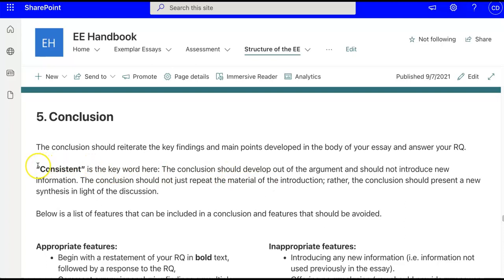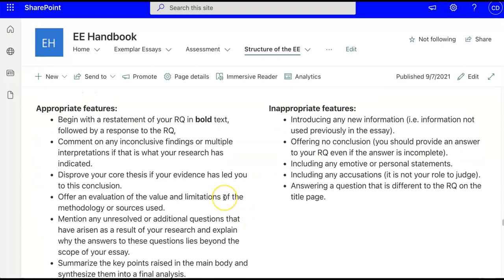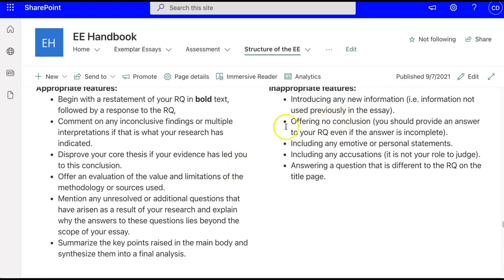Okay, now it's very important that your conclusion is consistent with the main body. You should not introduce any new information or any new analysis in the conclusion. I've got some features here listed of features that you should include in the conclusion and features you should not include. So if you want to pause the video and just read through these. Again, I would recommend restating the research question in bold text as you did in the introduction, and I'd also recommend that you don't include any new information.